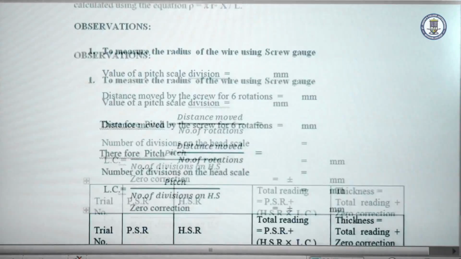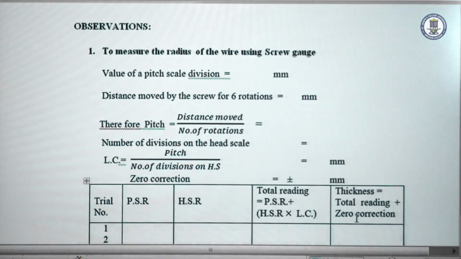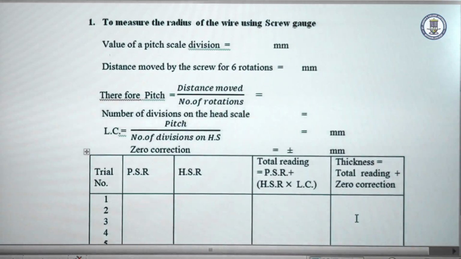For the observation table, in the first column we have the screw gauge readings for the measurement of the diameter and then the radius of the wire.